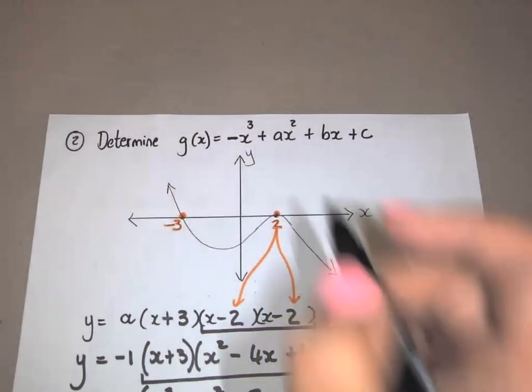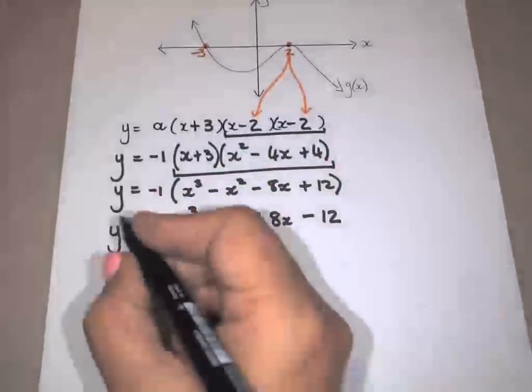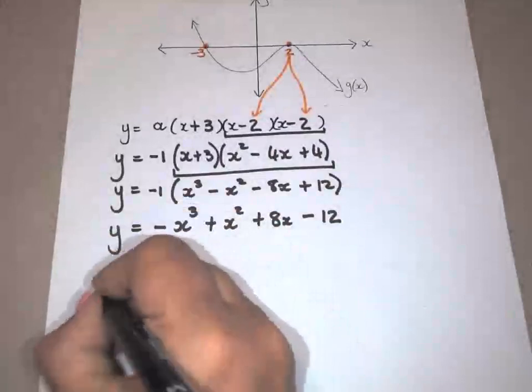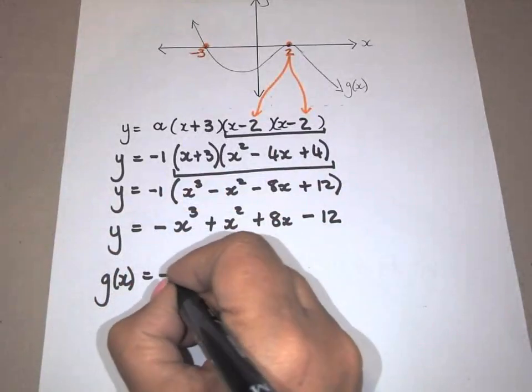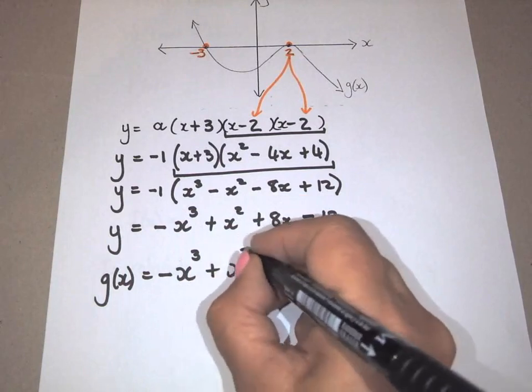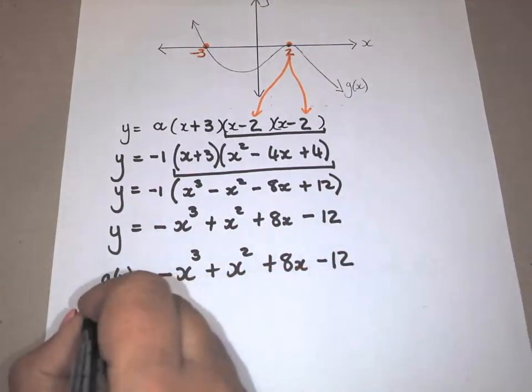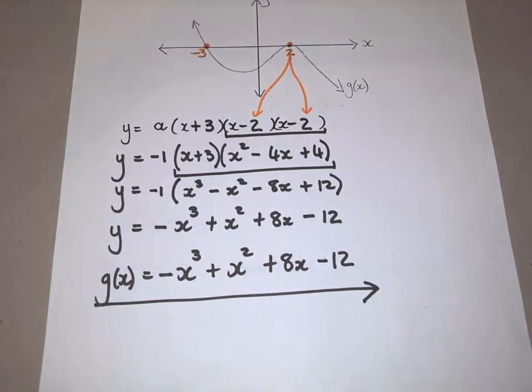But they wanted g(x). So we need to name our function g(x) equals negative x to the power of 3 plus x squared plus 8x minus 12. And that is our answer.